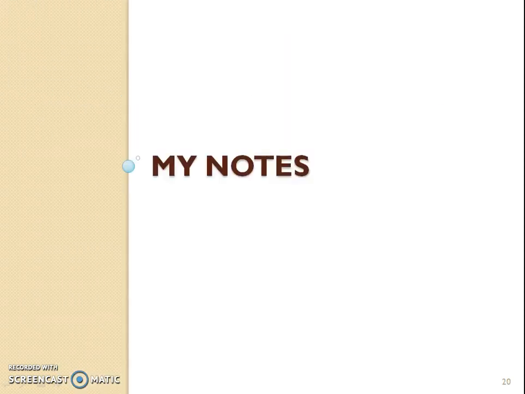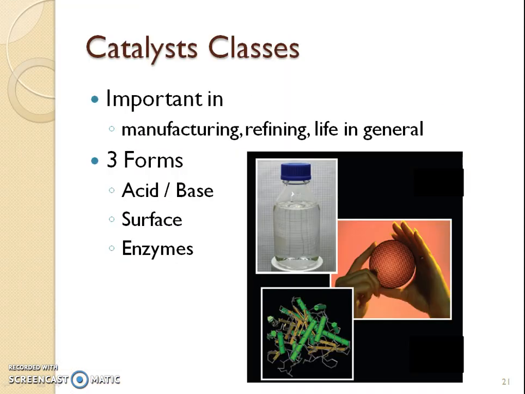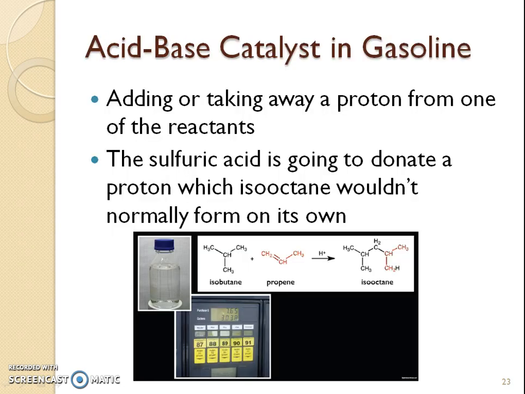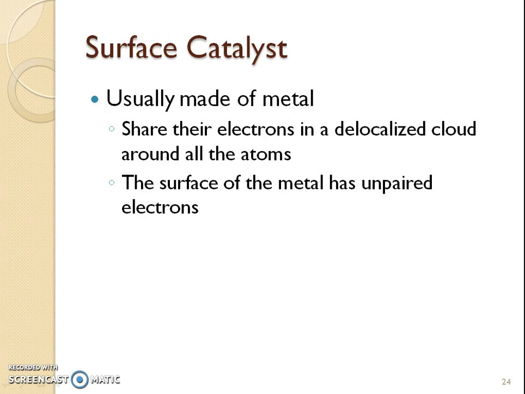In lesson 2, he talked about the fact that there are different classes. The three forms he talked about were acid-base, surface, and enzymes. So again, he gave you that nice little flow chart. For the acid-base catalyst, he gave you the example in gasoline. For the surface, he talked about metals and electrons being delocalized.